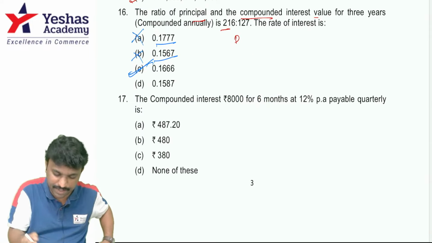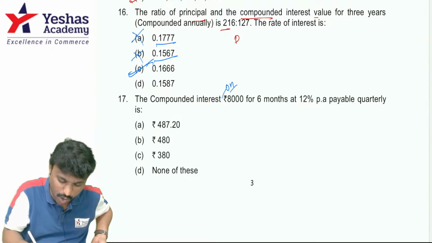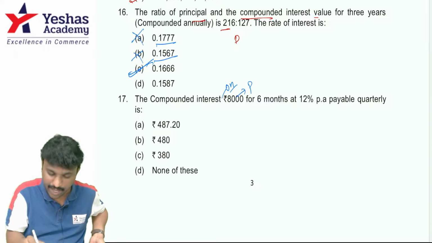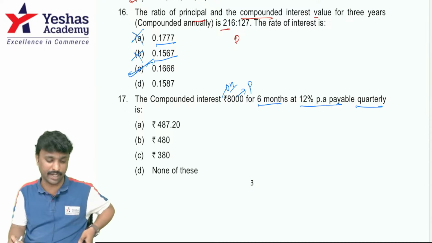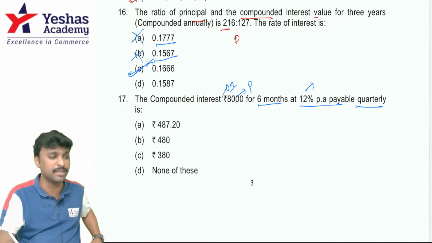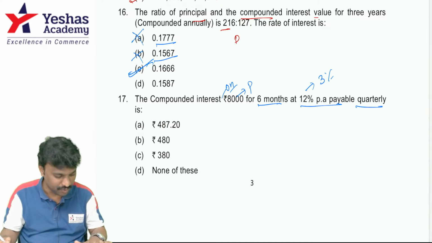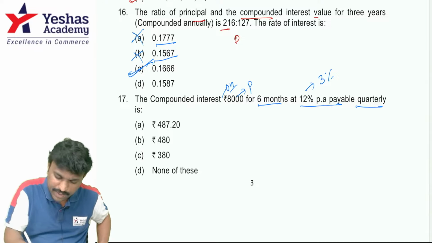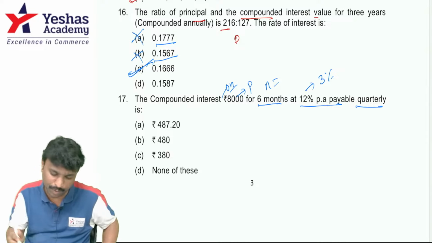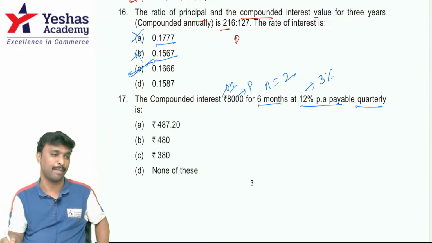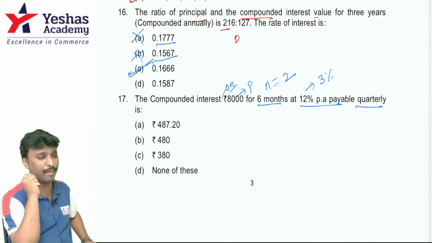The compound interest on rupees 8,000, the wording is missing, for 6 months at 12% per annum compounded quarterly. Quarterly means 12% becomes 1/4 of 12%, which is 3%. 12 by 4 gives you how much? 3%. Now, what is n? 1 quarter is 3 months. So obviously, in 6 months, how many compoundings will happen? Two compoundings will happen. Have you understood? One compounding is 3 months because it is quarterly. So obviously, in 6 months, two compoundings will happen.